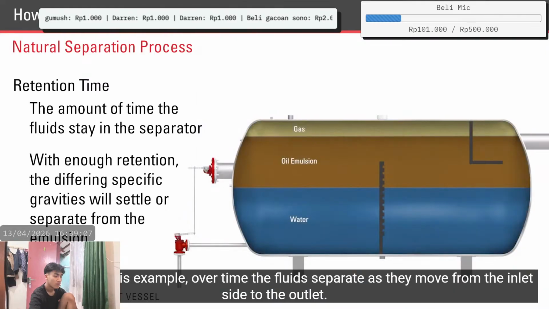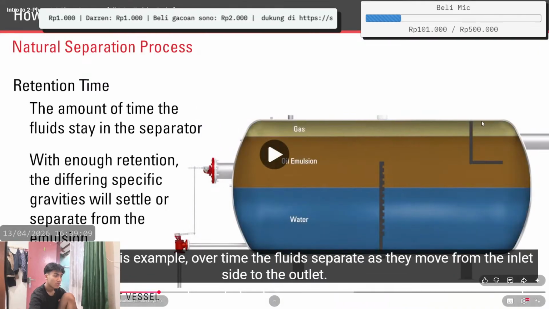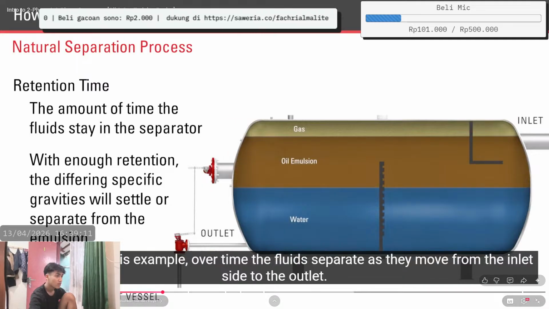You can see in this example, over time the fluid separates as it moves from the inlet side to the outlet.